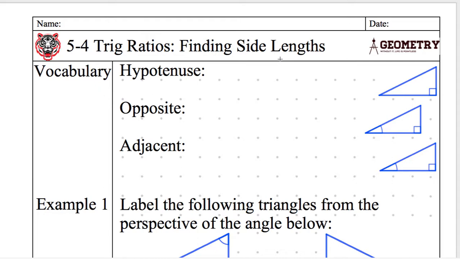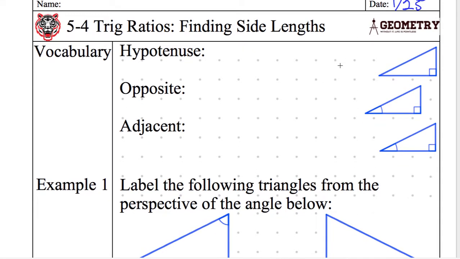All right, we're in geometry. We are on lesson 5-4. Today's date is January 25th. Please put that on your papers now. Make sure your name is on your notes. We are doing our first introduction to trigonometry. So trigonometry is this really fun guy with right triangles.